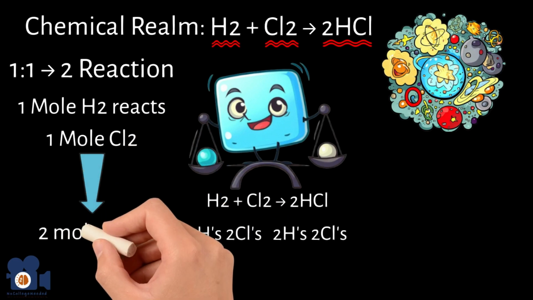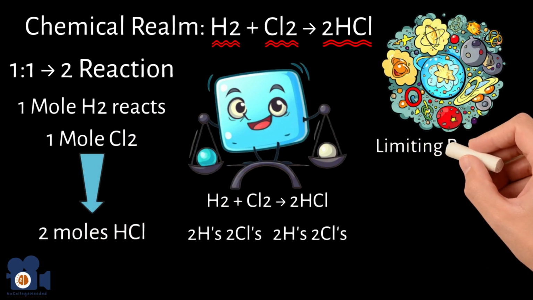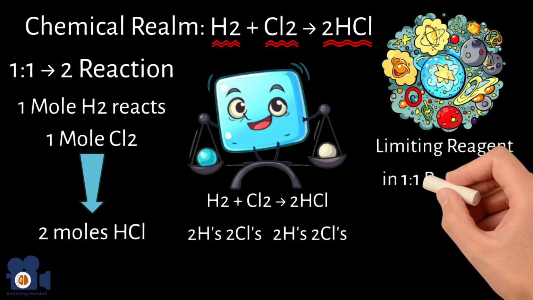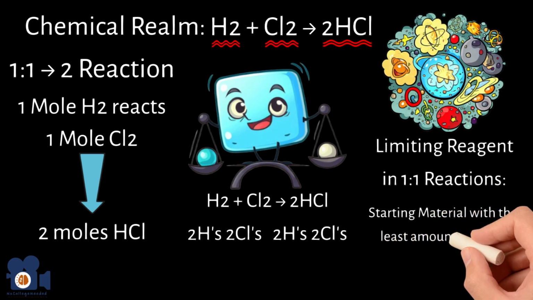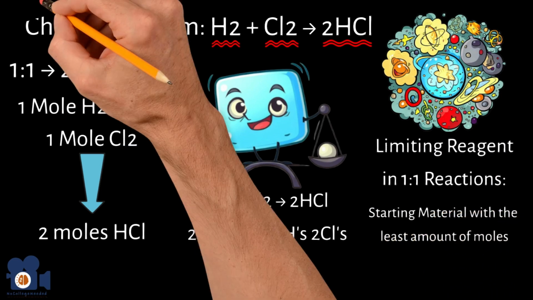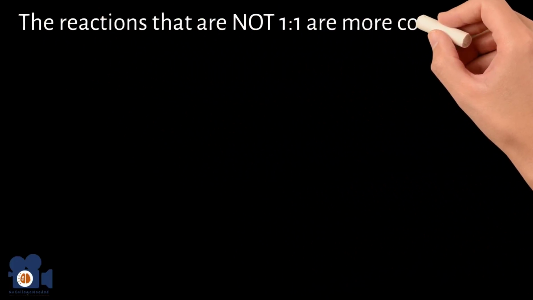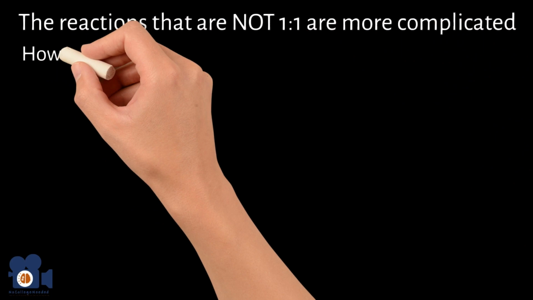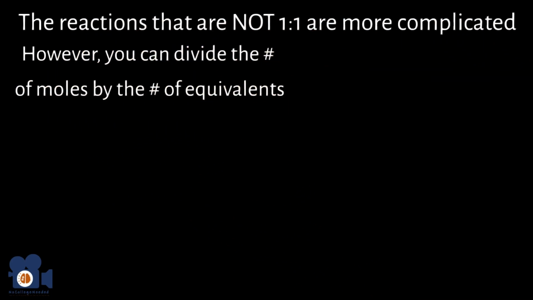In terms of moles, you can think 1 mole of H2 reacts with 1 mole of Cl2 to form 2 moles of HCl. In these 1-to-1 ratios of starting materials, it is straightforward to figure out which one is the limiting reagent. It's whatever one has the least amount of moles. If the moles are equal, there are no limiting reagents. The reactions that are not 1-to-1 are a little more complicated. However, you can just divide the number of moles by the number of equivalents, and whatever number is lower is the limiting reagent.